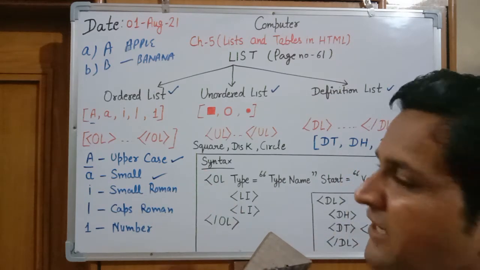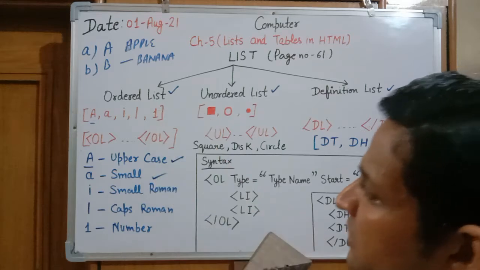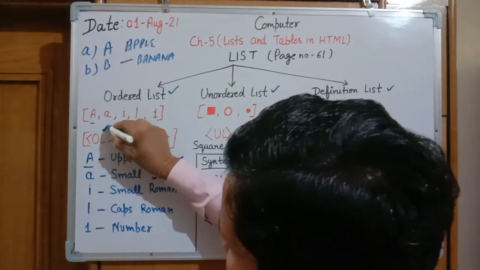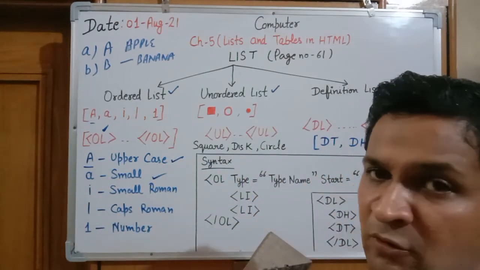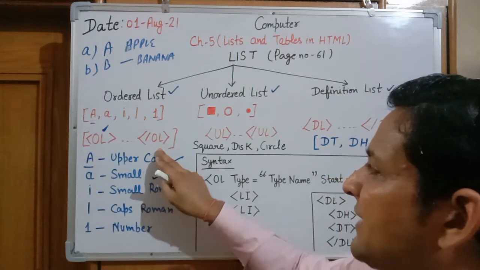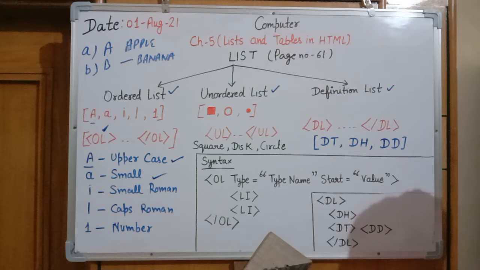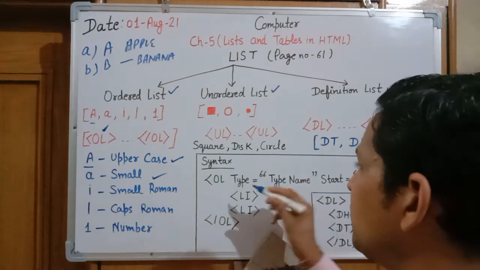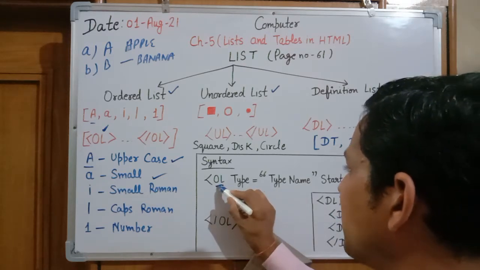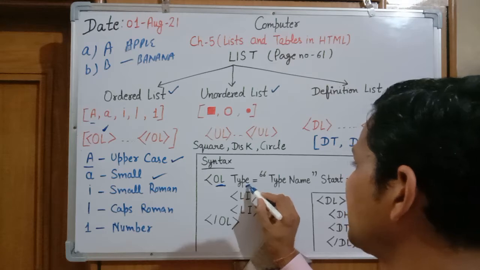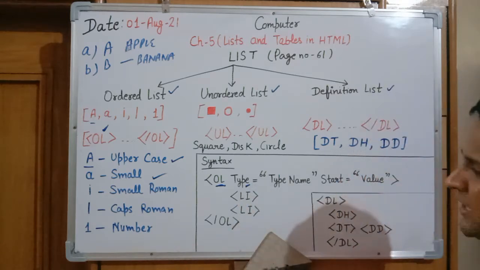So how will you prepare the list in HTML? For preparing a list in HTML, we use an ordered list. Ordered list will start with the tag OL. OL means ordered list, and it will close with the closing OL. The syntax of writing an ordered list is given as below. First we start with OL, then we give the type of list.